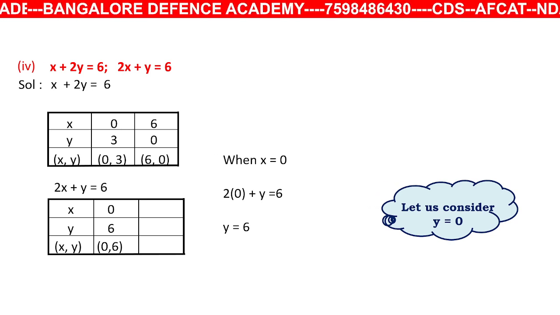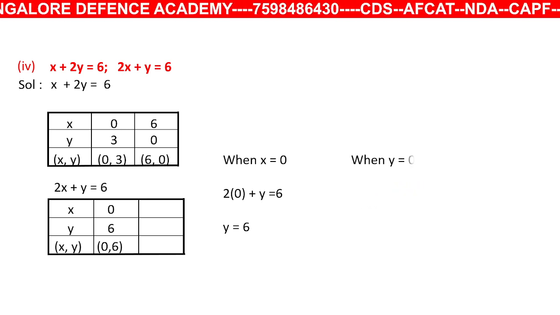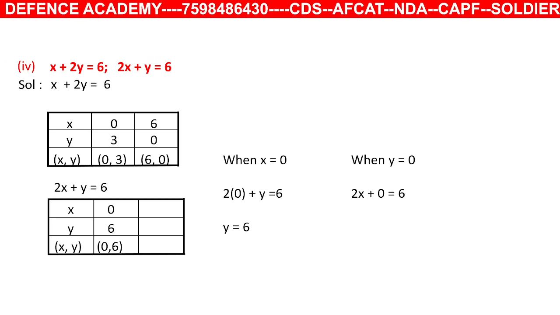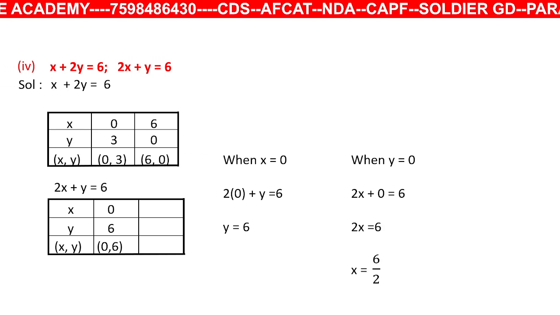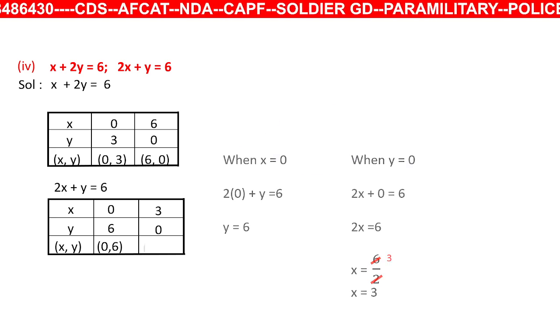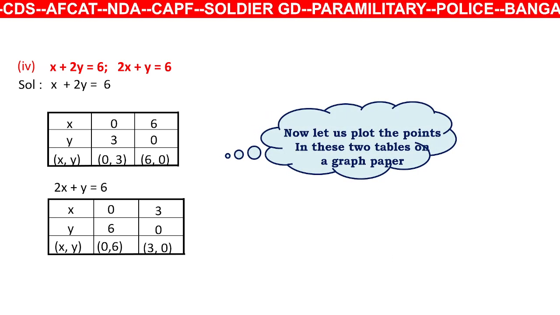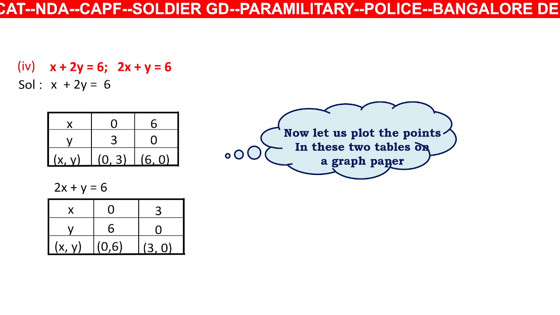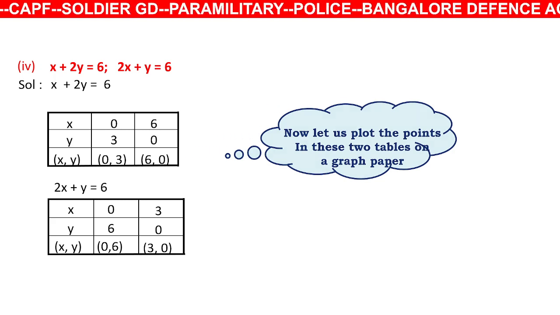Now in the second case, let us consider y is equal to 0. Now here you have 2x plus 0 is equal to 6, so x will be equal to 3. I write it down in the tabular column as x comma y is equal to 3 comma 0. Now let us plot the points in these two tables on the graph paper.